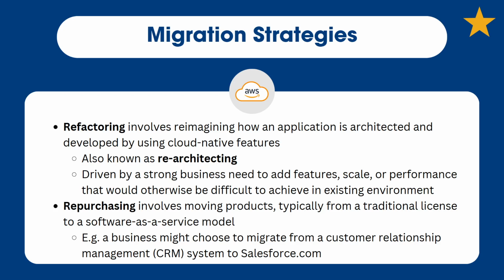The next one is repurchasing. That's drop and shop, sometimes referred to as drop and shop. That's replacing the app. So you're switching to a software as a service product. So this involves moving products typically from a traditional license, again, to a SaaS model, or software as a service model. A business might choose to migrate from a customer relationship management system to, for example, Salesforce, which is a software as a service model.